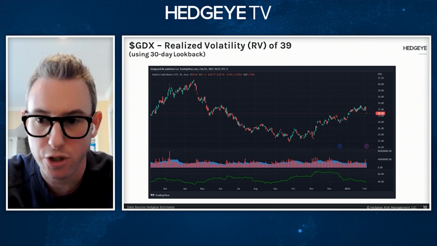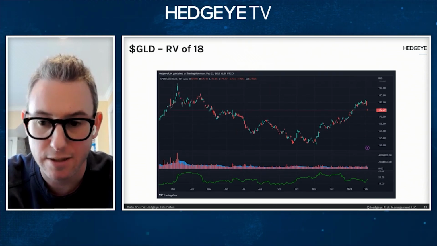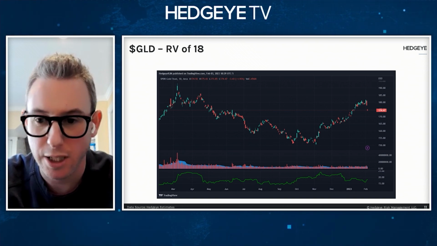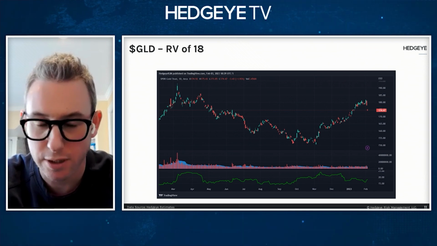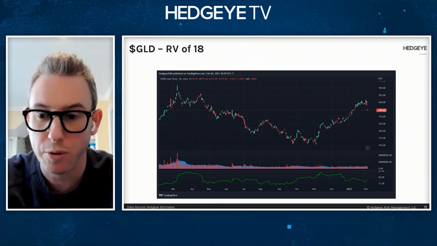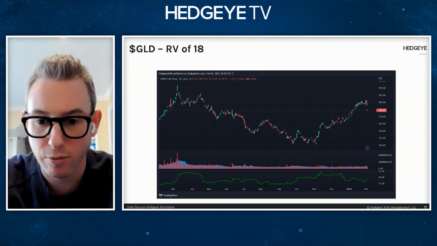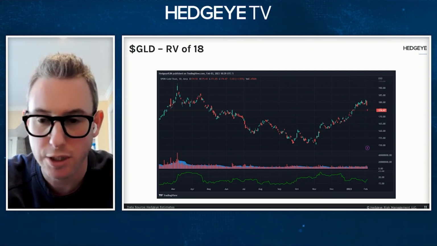Conversely, on GLD, the next slide there, that RV is at 18. That's basically half the amount of RV that GDX has, which means it can be double the sizing, right? And realistically, we consider GLD similar to a currency. So it's a max of 12%. Now maybe for you, it's an 8 to 10% position, right? You have to adjust it.